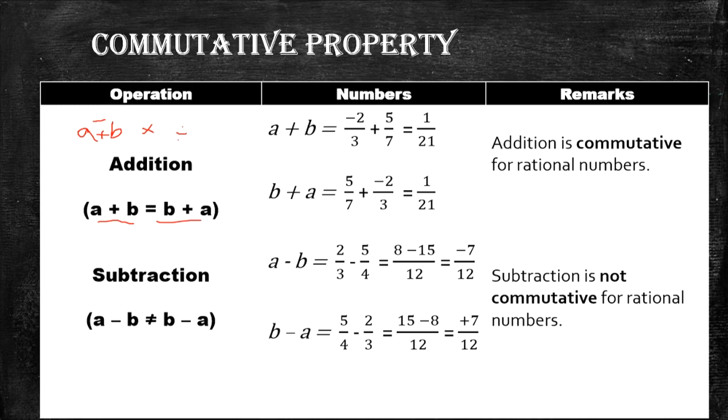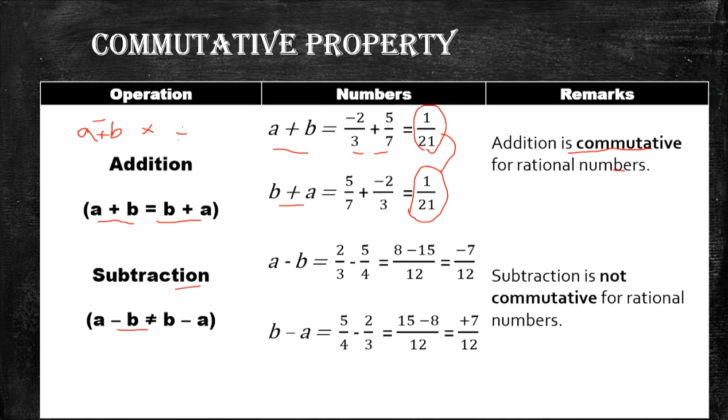Now, if we take LHS and RHS, you can consider any two values, okay, any values for a and b. I have taken minus 2 by 3 plus 5 by 7. So here 1 by 21. Now on RHS, b plus a, the same 1 by 21. Since LHS is equal to RHS, the remark: addition is commutative for rational numbers, only when RHS and LHS are equal. Now let's see subtraction.